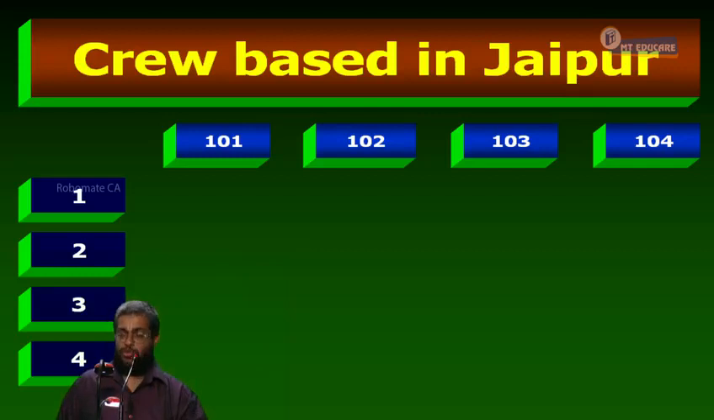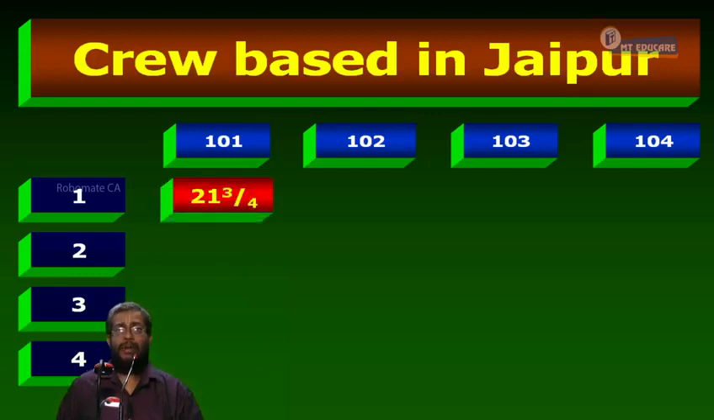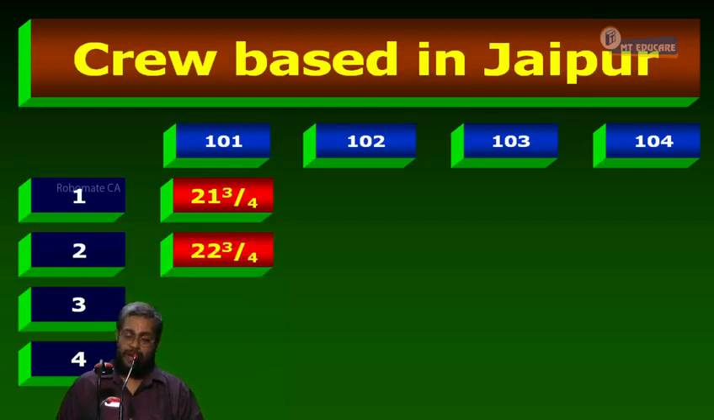Today is 9:15 to tomorrow 7 o'clock. Tell me what the time? 21, 3 by 4. Today is 9:15 to tomorrow is 8 o'clock. What the time? 22, 3 by 4. Are you understanding the numbers what I am saying or not? Now, today is 9:15 to tomorrow's 1:30. What is that?